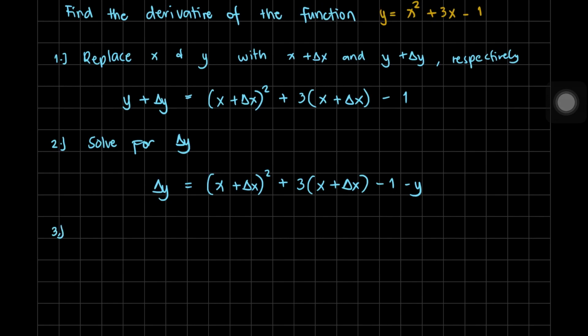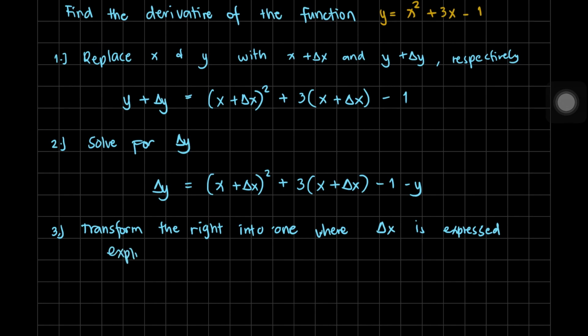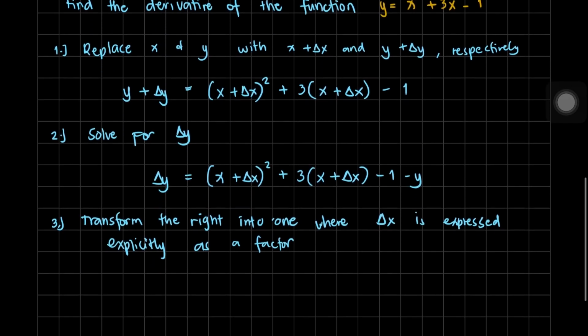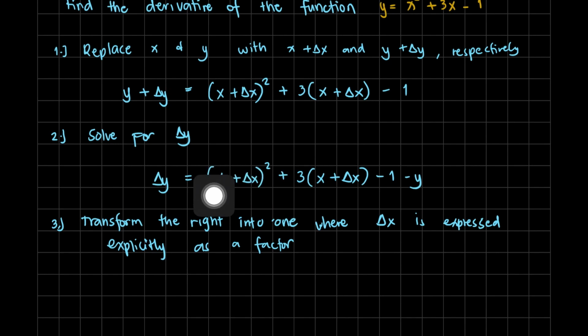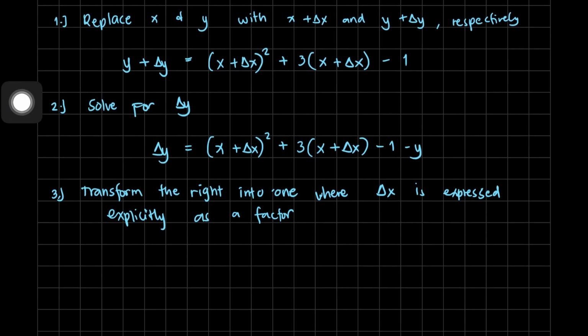Now the third step is to transform the right side into one where delta x is expressed explicitly as a factor. So in here, we're just going to expand x plus delta x quantity squared, and then we're going to distribute 3 plus delta x, and then we're going to substitute the value of y, which is actually x squared plus 3x minus 1, and then we're going to express delta x explicitly as a factor.